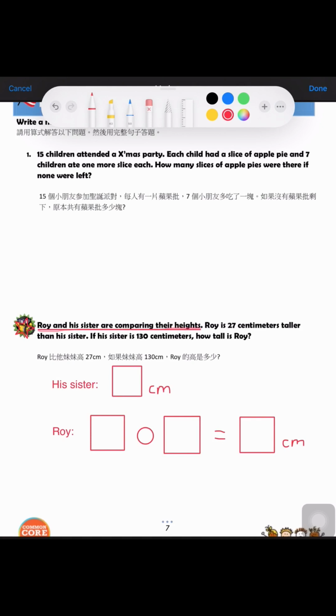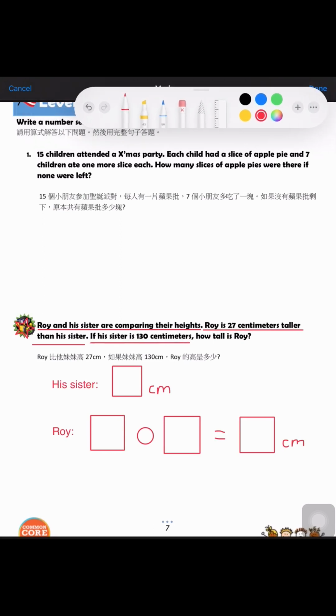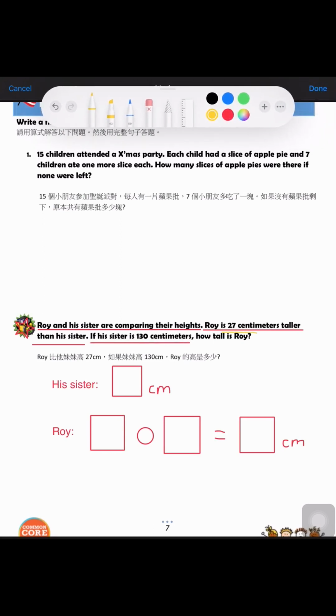Roy and his sister are comparing their heights. Roy is 27 centimeters taller than his sister. If his sister is 130 centimeters, how tall is Roy? So how tall is Roy's sister? She is 130 centimeters tall. So how tall is Roy?